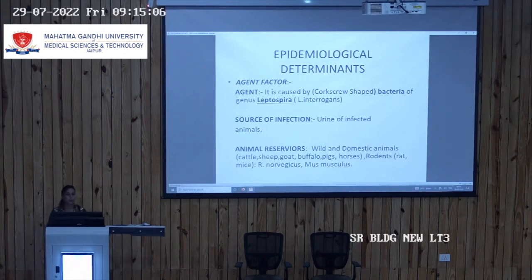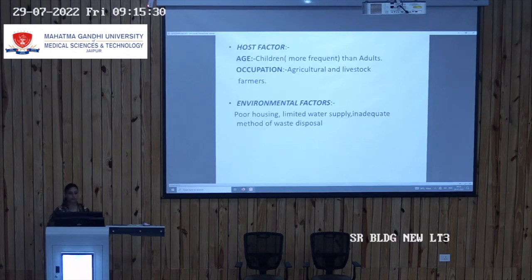Now about the epidemiology of this disease. It is caused by Leptospira, a bacteria. The source of infection is urine of infected animals, especially wild and domestic animals like cattle, sheep, goat, buffalo, pigs, horses, and rodents. Children are more frequently affected than adults, and it is related to occupational workers like agricultural workers and those handling livestock.